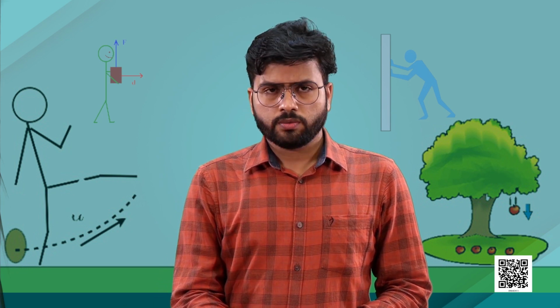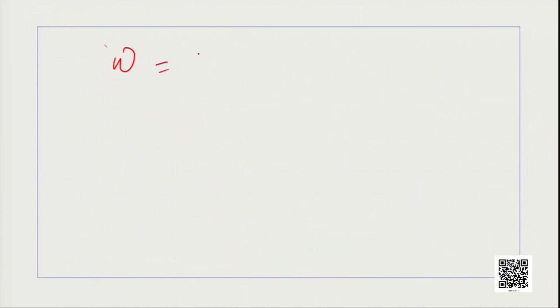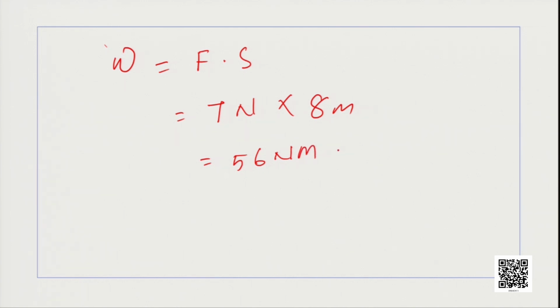We can easily solve it by applying the formula work is equal to force multiplied by the displacement. The amount of force is given to us, the displacement produced by the force is also provided to us. So, we will simply use that formula. W is equal to F S, F is given as 7 Newton multiplied by displacement produced, which is 8 meter. So, 7 into 8, 56 Newton meter, or that is equal to 56 joule.